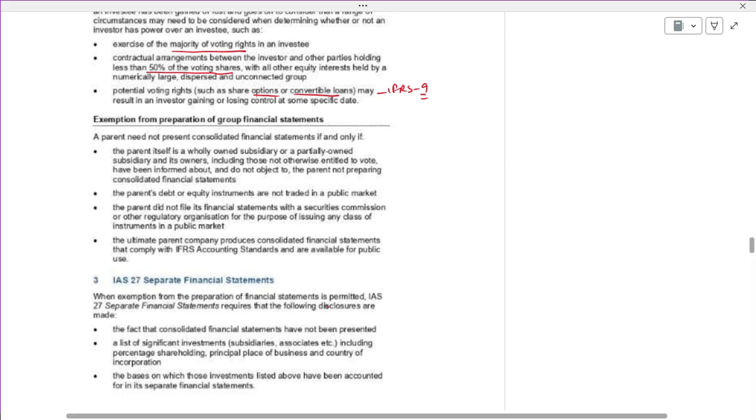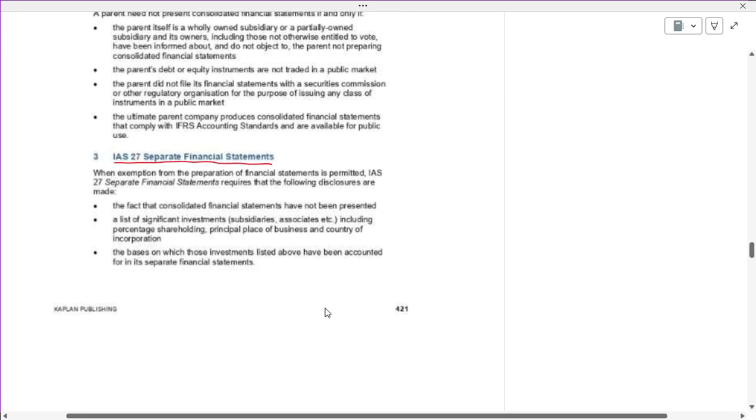Sometimes there are exemptions for group financial statements. Read it. It will not be assessed, but read it. This is when we are not going to have consolidation. In some cases, the rule is IAS 27. You may not have heard about this IAS 27. Very rarely we will cover it. It is about separate financial statements, even when they have a group entity. When exemption from preparation is permitted, IAS 27 separate financial statements requires that the following disclosures are made.